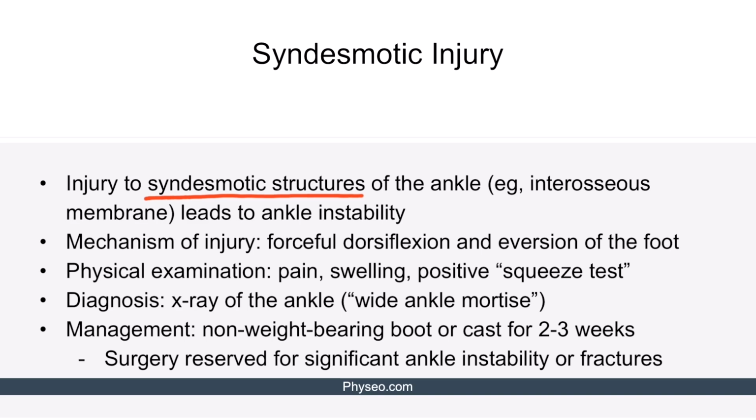The term syndesmosis describes a strong membrane or a group of ligaments that link 2 adjacent bones to form a fibrous joint. The most commonly discussed syndesmotic structure of the ankle is the interosseous membrane between the tibia and the fibula.